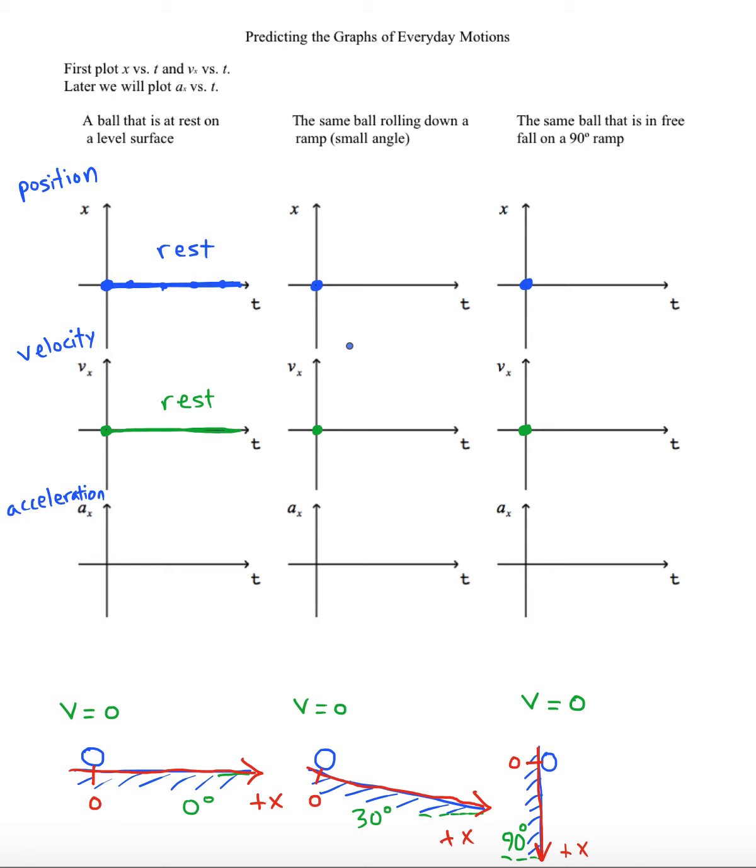Now let's take a look at the small angle ramp. I showed in my previous video what a graph of a ball on a ramp would look like. It would be a parabolic curve for the position versus time. When it comes to the velocity versus time graph, we'll just see a straight line linear change. But now the question becomes, how do you think the motion on this ramp would compare to the free fall ramp?